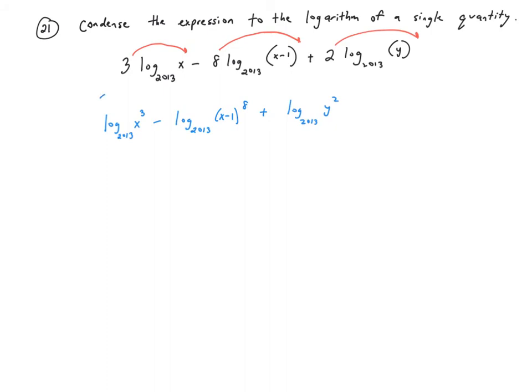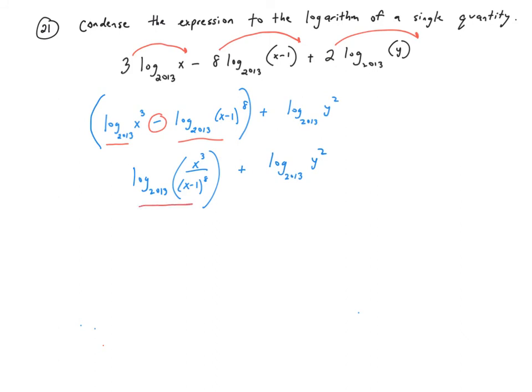When we are condensing logs, we should only consider 2 logs at a time. Right now, we're looking at 2 logs separated by a minus sign. We can use the quotient rule to condense those 2 logs into 1 log. We will get log base 2013 of the quotient x cubed divided by x minus 1 to the 8th. And we still have this other log hanging around over here.